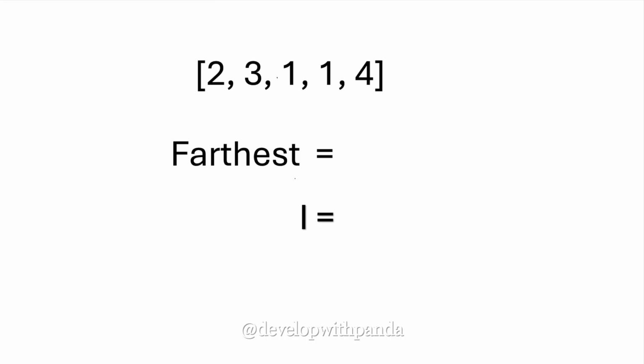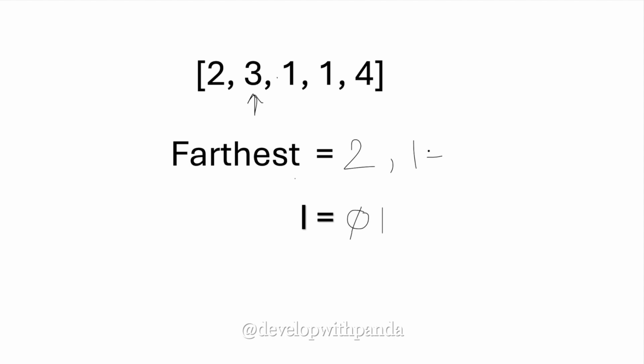Let's take the first example where we have the array 2, 3, 1, 1, 4. Here we will initialize i to 0 and furthest to 0. At the 0th index the element is 2, so we will do 0 plus 2, which is 2. Here the maximum is 2, so we will update the furthest value to 2. Now we will increment the i value, so i will become 1.